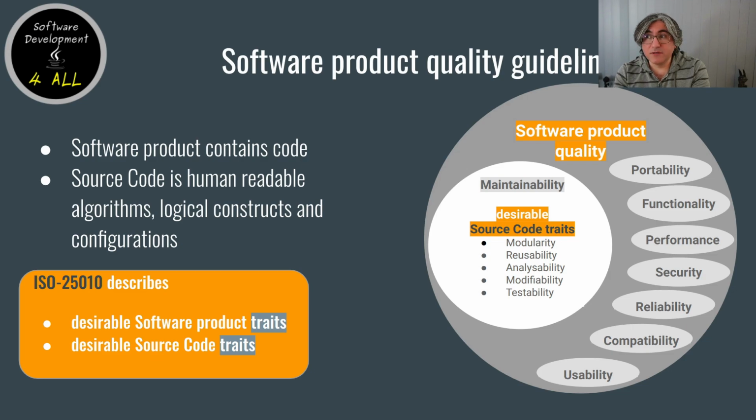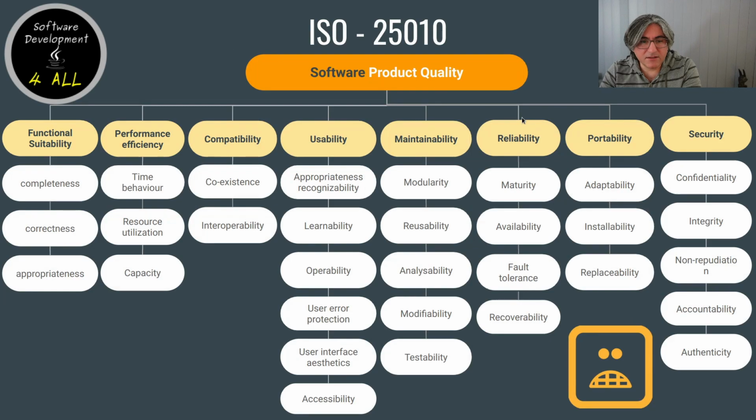So we're not talking about the software product in total, because that would entail everything working together, but we're talking really about how to get clean source code that is compliant to the software product quality as defined in the ISO 25010 standard. And the most applicable to the source code in that aspect is a subset of desirable source code traits defined in the maintainability part. So let's look at the ISO 25010 standard and what it entails.